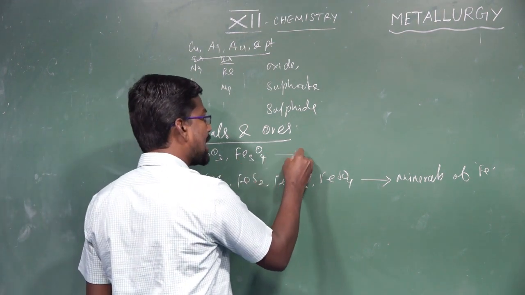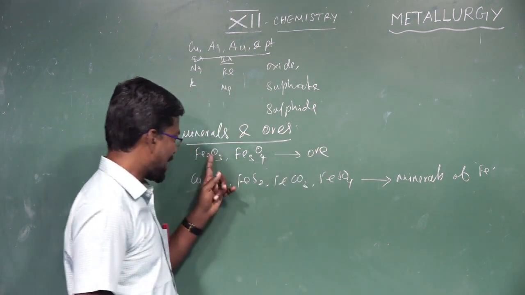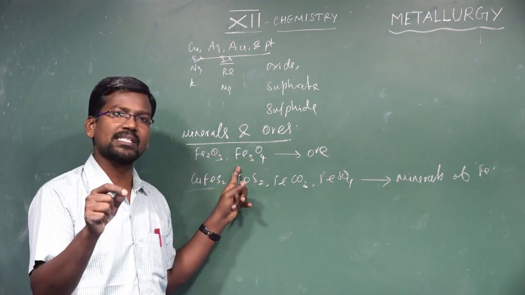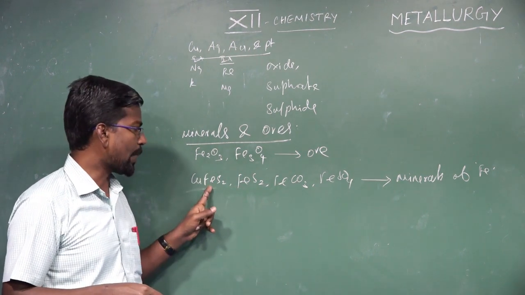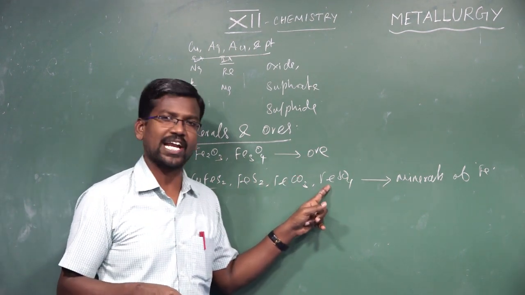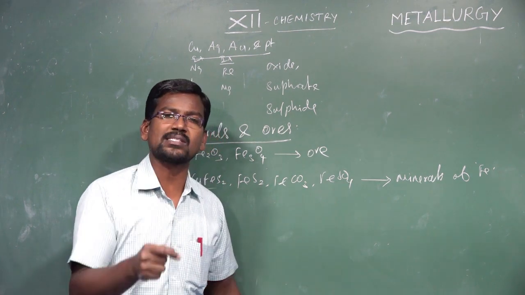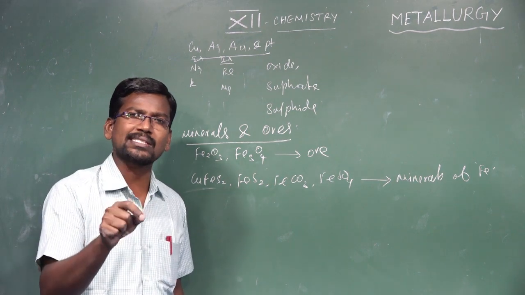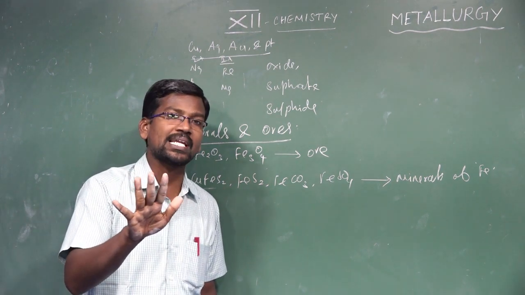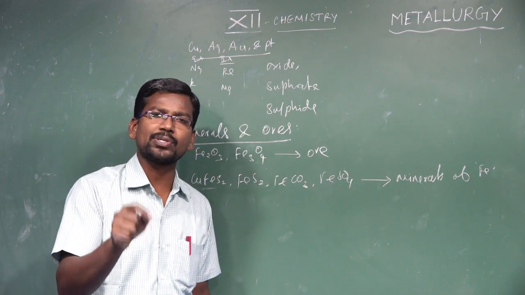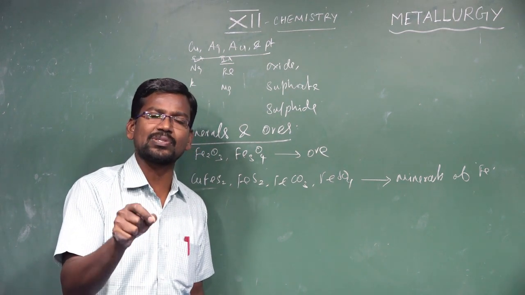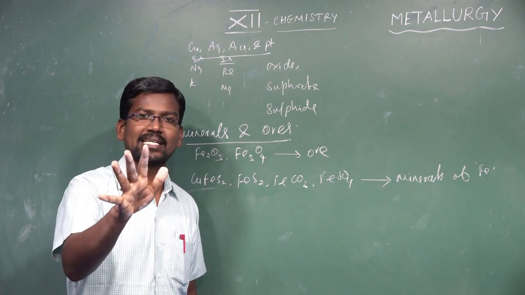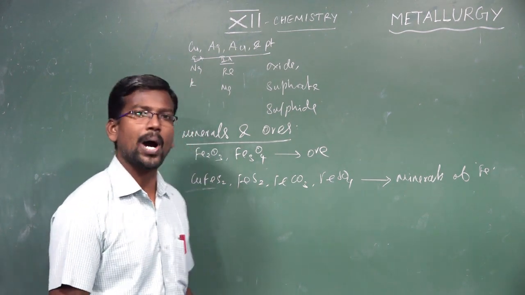So hematite and magnetite are ores of iron, because they contain the highest amount of iron metal. Copper pyrite, iron pyrite, siderite and ferrite contain a low percentage of iron, so they are known as minerals. So all ores are minerals, but all minerals are not ores. An ore is used for economically convenient extraction of metal, but minerals cannot be used for the extraction of metals. Another example is aluminium ore.